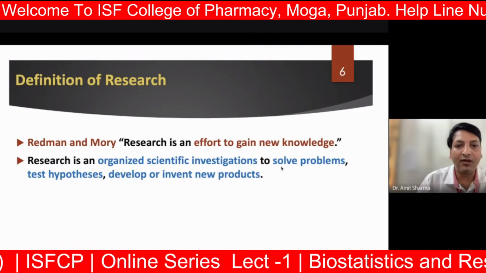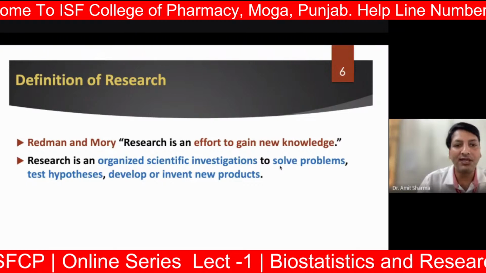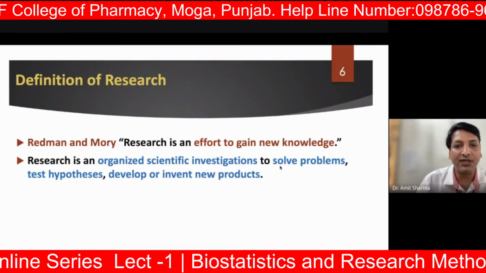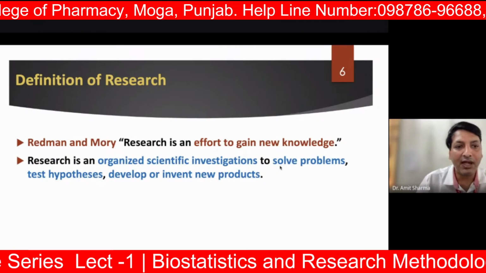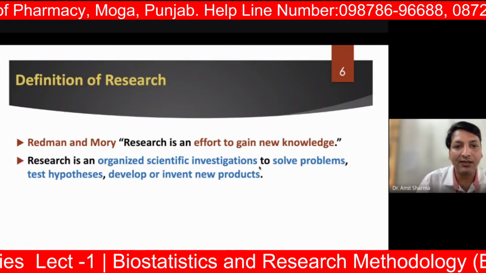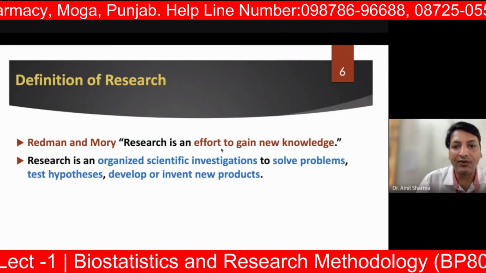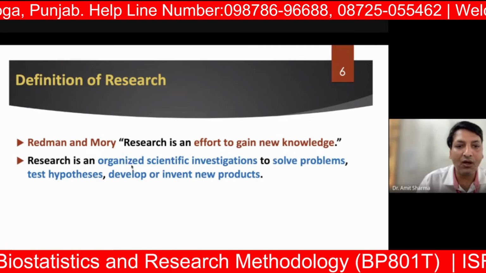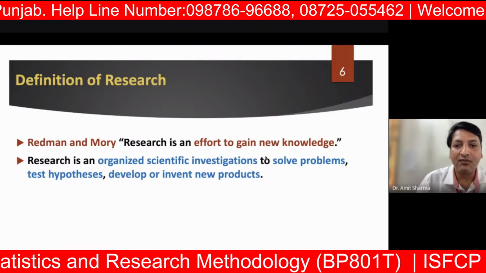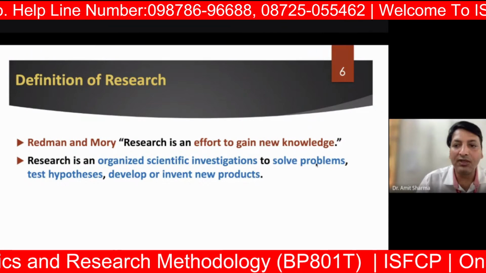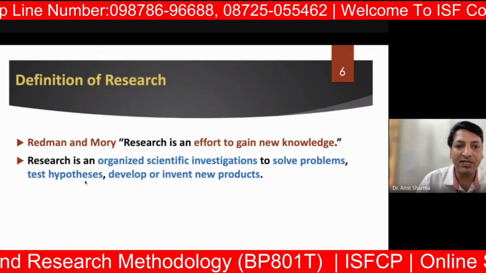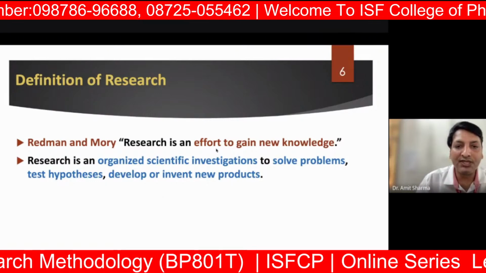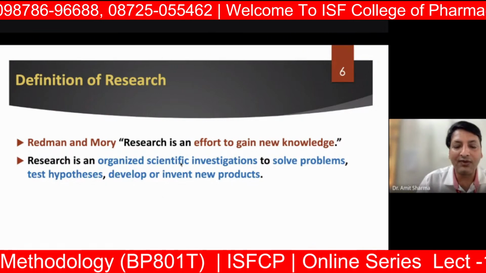So if you are asking me what the exact definition of research is, I mean to say this one is the exact definition of research, given by Redman and Mori in 1998. Research is an effort to gain new knowledge, and research should be an organized scientific investigation which can be carried out to solve problems, to test the hypothesis, and to develop or invent new products. So this is the exact definition of research.